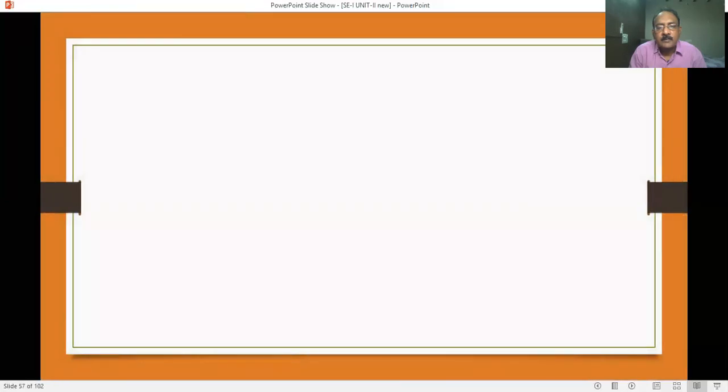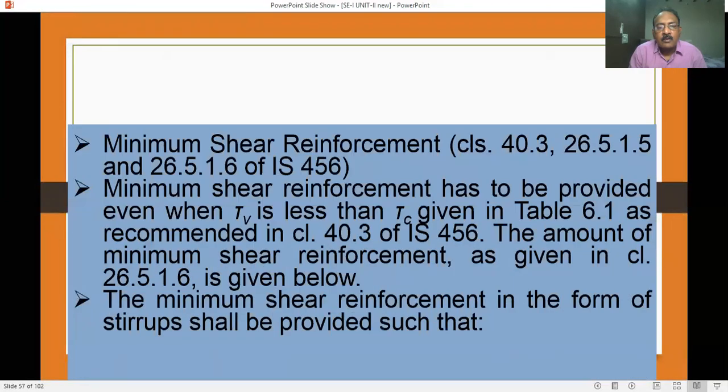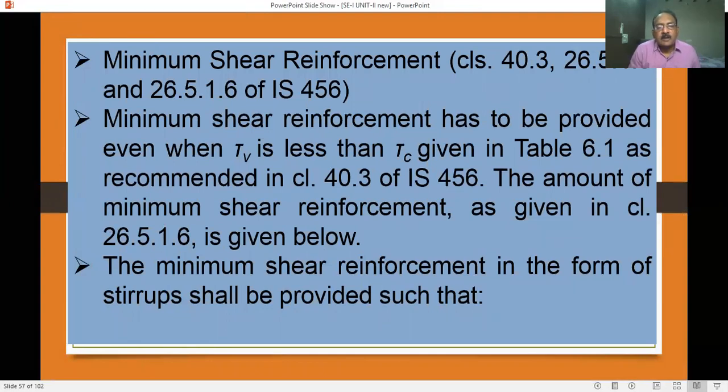Next one is minimum shear reinforcement. What is minimum shear reinforcement? That is given in IS 456 clause 26.5.1.6. If you see IS 456, you have to search here, 26.1. If you go like this, I have shown because using the code book is also very important.